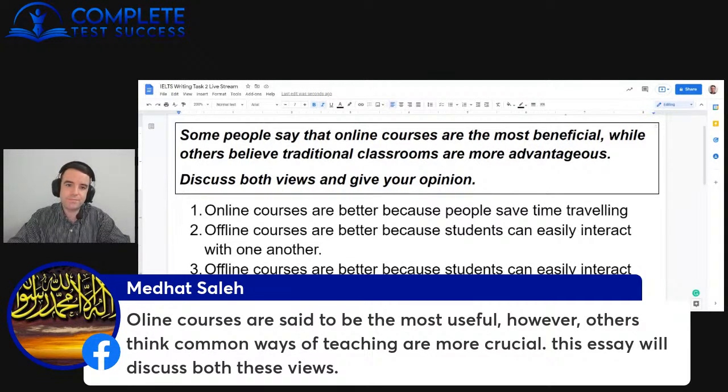Crucial? No, it doesn't mean important, or beneficial or advantageous. No, it doesn't have the same meaning. So then the next sentence needs to start with a capital T for this. This essay will discuss both of these views. No, that's not how to write an outline statement.